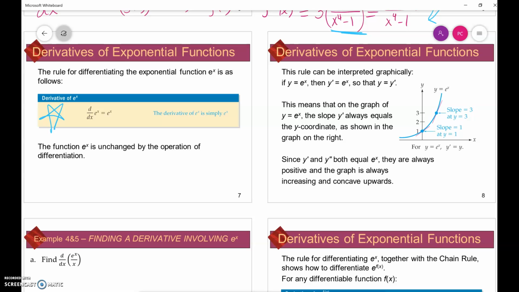And you can see that graphically. If you look at the graph here, remember that your derivative is the slope of the tangent line at a given point. So at y equal to 0, we have a tangent line with slope 1. At y equal to 3, the slope is 3. And that works all the way up. And since that always happens, we have a derivative that doesn't change, which is kind of neat.